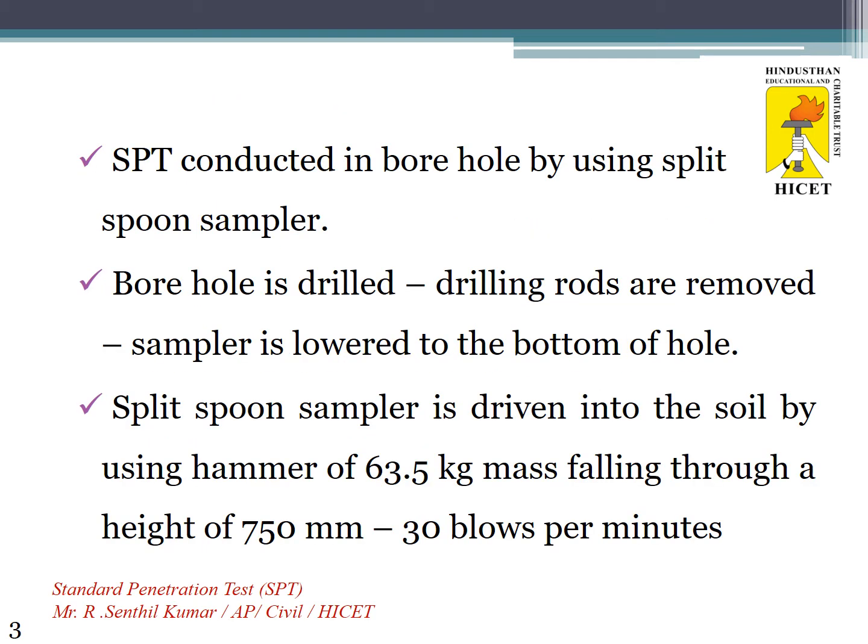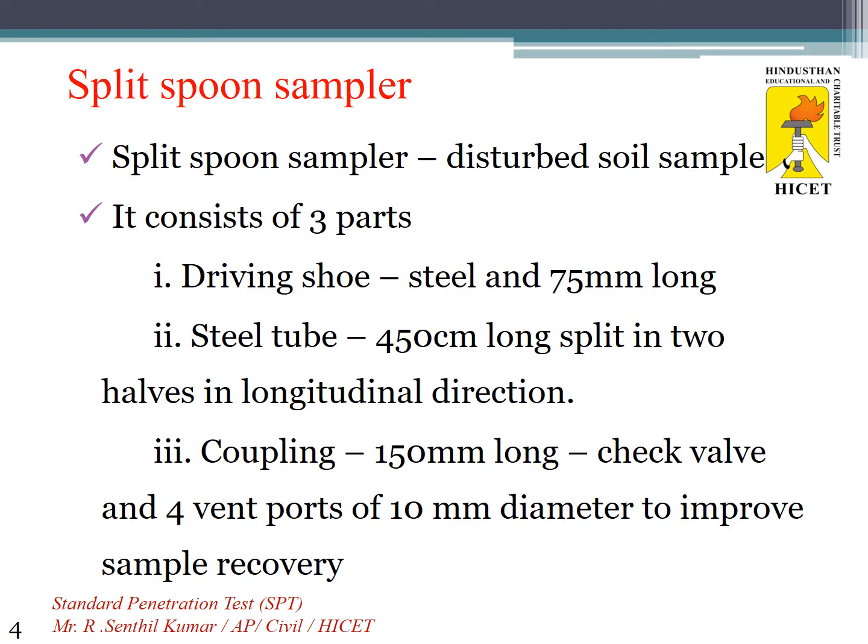The standard penetration test is conducted in a borehole using a standard split spoon sampler, and the borehole is initially drilled. Next, the drill rods are removed and the sampler is lowered to the bottom of the hole. The split spoon sampler is driven into the soil mass using a 63.5 kg hammer, the total mass of 63.5 kg falling from a height of 750 mm, at a rate of 30 blows per minute. The number of blows required to drive 150 mm penetration is recorded, and the split spoon sampler is used to collect the disturbed soil sample.